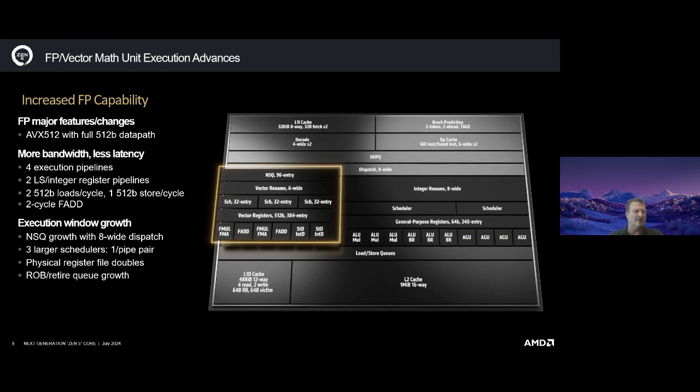To grow those schedulers, we did bifurcate into 3 larger, 3 separate schedulers, 1 pipe per pair. As you can see, we doubled the physical register file as we were growing with the data path going to AVX 512. We need a lot more registers to be able to meet the floating point algorithms and hide the latency. And we have to match the reorder buffer, which holds both integer and floating point. So we had to match that growth on the floating point side.